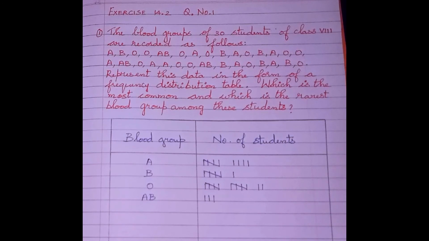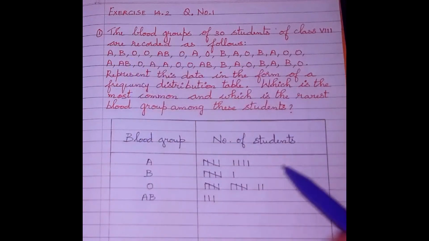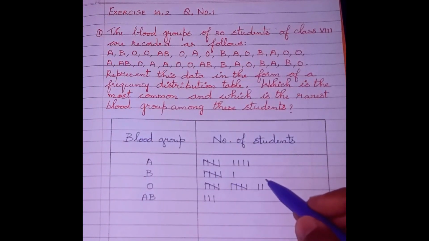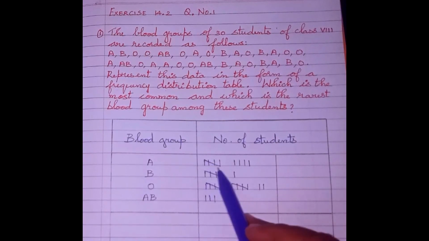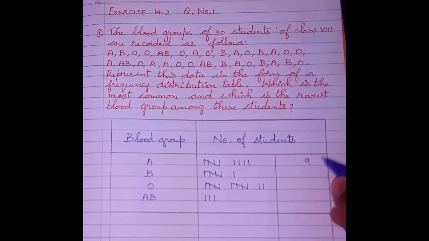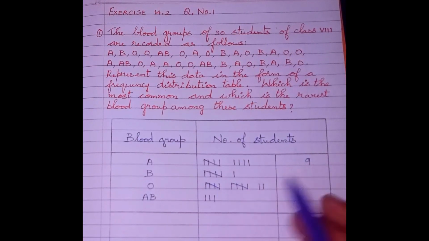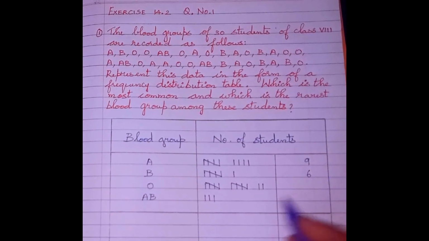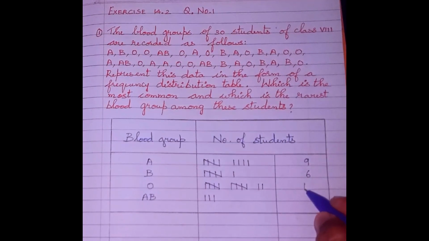Now we have completed marking all the data. Whichever data is there, we have represented as tally marks. Now we are going to count them and write it here. This group is a count of 5. So 5 plus 4 we are having 9. Then the second is we have 5 here. 5 plus 1 is 6. 5 plus 5 is 10. 10 plus 2 is 12.